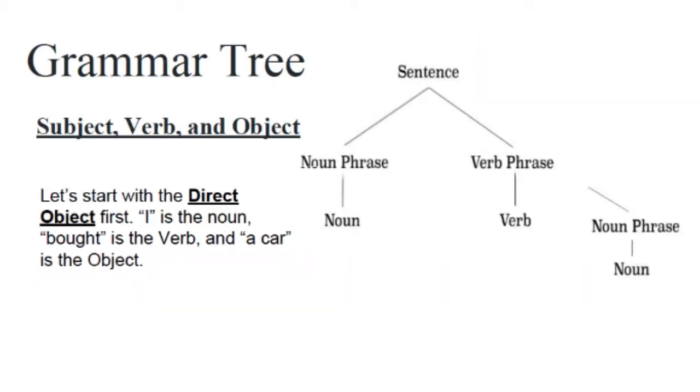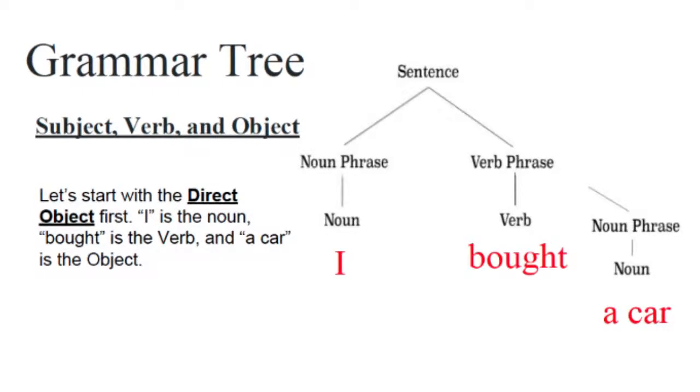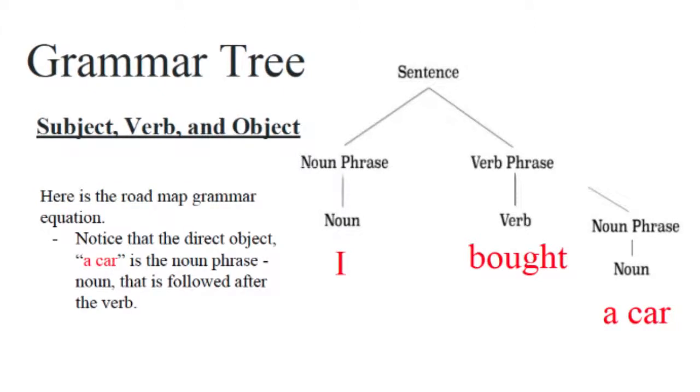See, here in the grammar tree we have subject, verb, and object. Let's start with the direct object first. I is the noun, bought is the verb, and a car is the object. Here is the roadmap grammar equation. Notice that the direct object, a car, is the noun phrase.